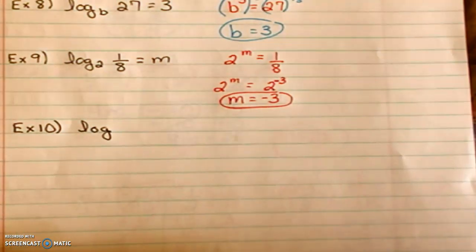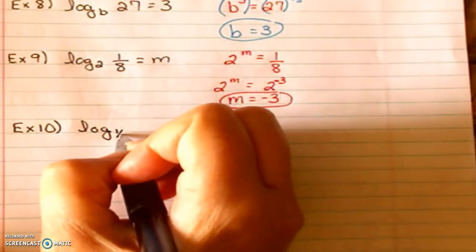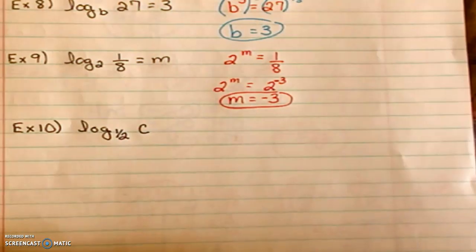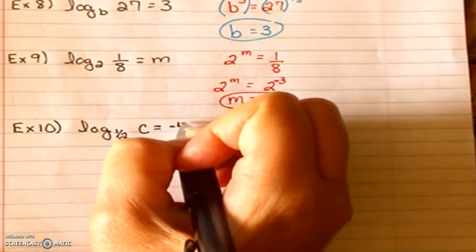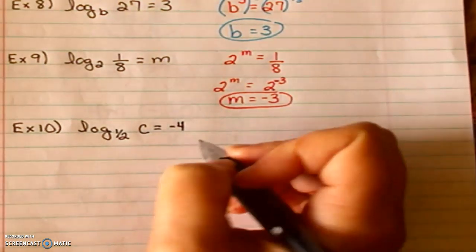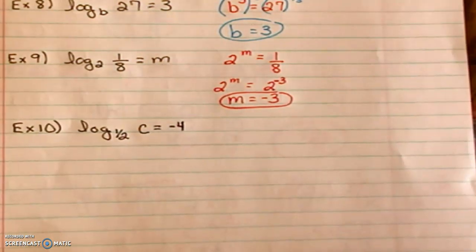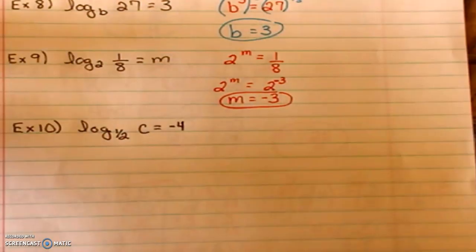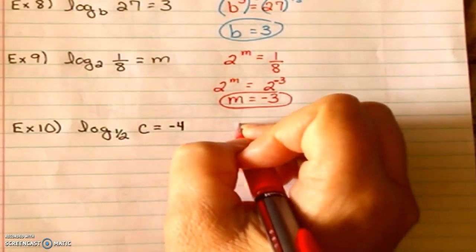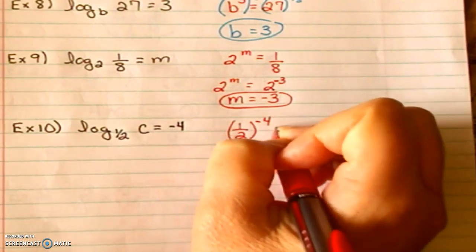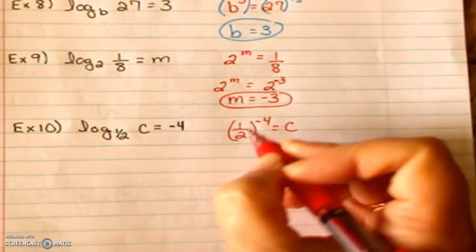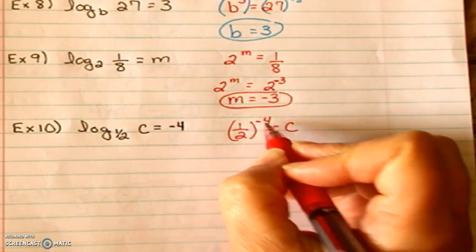So you have log of base 1/2. The argument is c, and that's equal to -4. So if we were to solve that, change that into exponential format. The base is 1/2, your exponent is -4, and that is equal to c. So 1/2 to the -4 power.